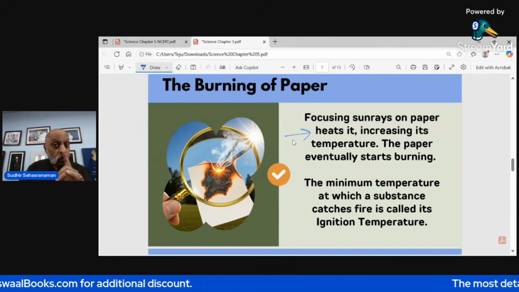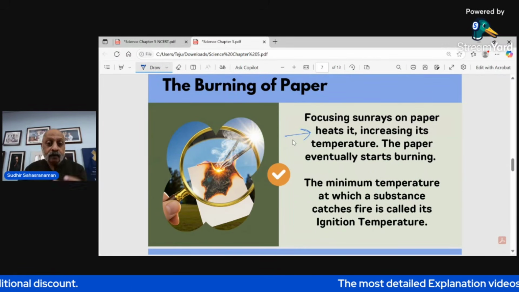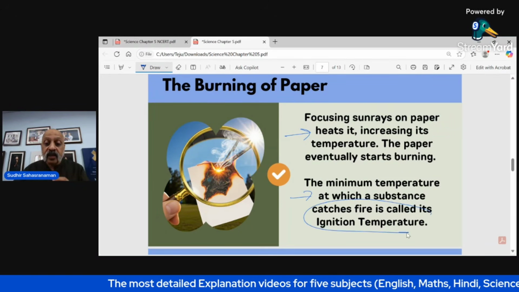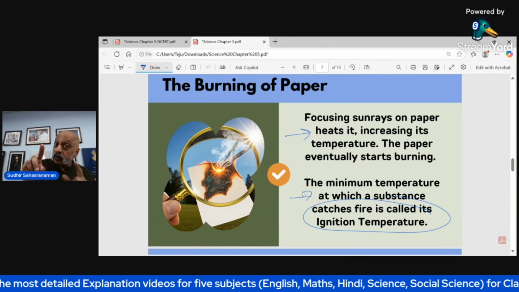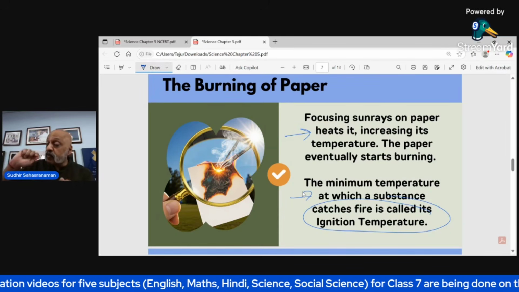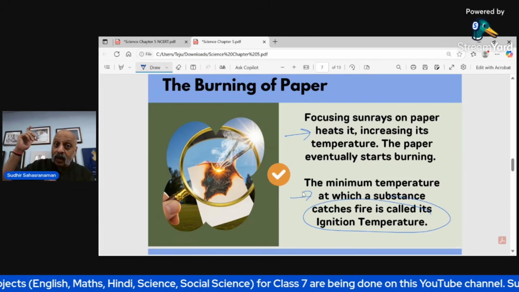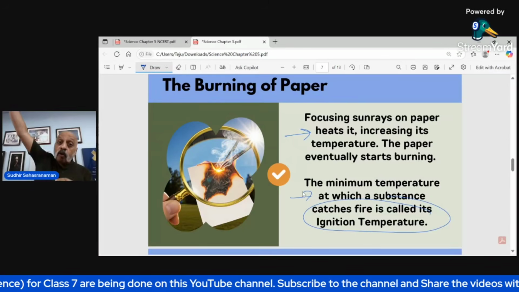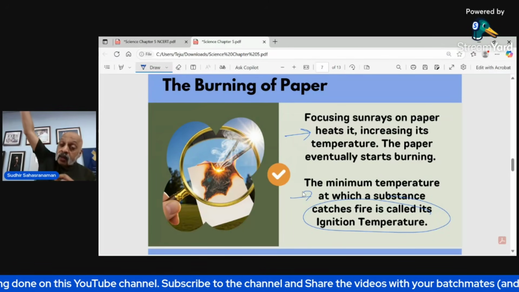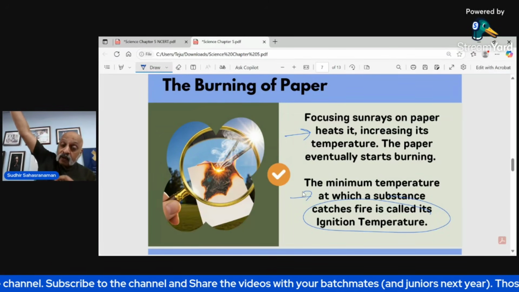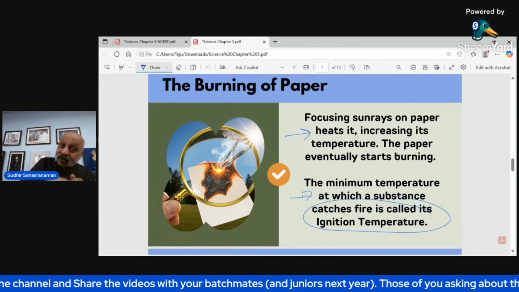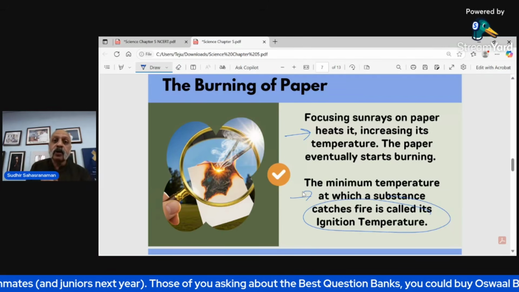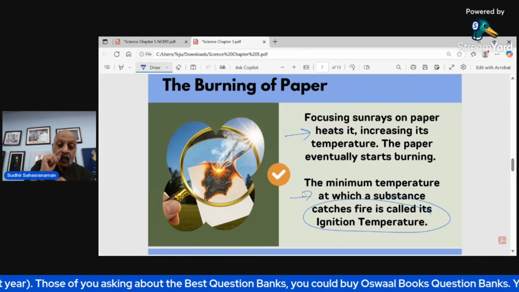I hope it's clear. Now, what is the science happening behind it? The minimum temperature at which a substance catches fire is called the ignition temperature. It's far more easy when you're using a matchstick and lighting up a paper, right? But in this case, you are using an indirect method of catching the heat of the sun rays coming from light years away from the earth, and catching it on the magnifying glass and then focusing it on the piece of paper and making it reach a particular minimum temperature, which is called the ignition temperature.